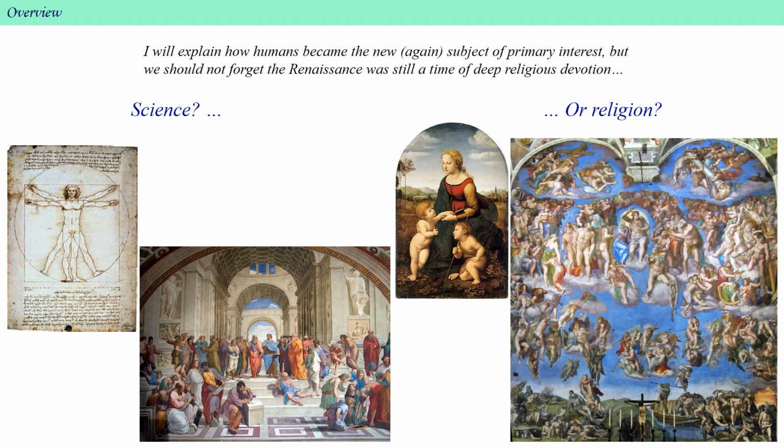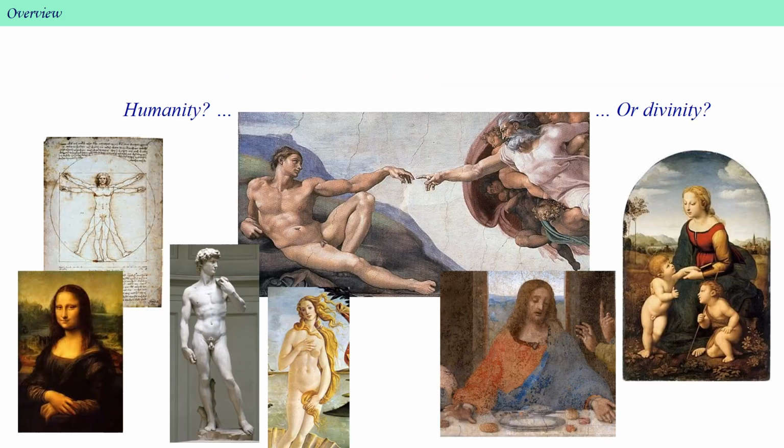As such, we should remember that the Renaissance is not such a neatly categorized time. I will explain how humans once again became the subject of primary interest, just as they were in antiquity, but we should not forget the Renaissance was still a time of deep religious devotion. Science was certainly reinvigorated during the Renaissance period, but it still had a long way to go, and religion was still the central focus of artistic life as well as life in general, especially throughout the early Renaissance. It was a time when humanity and divinity seemed to vie for the upper hand, but the interest and commitment to both, almost equally, was a change from the medieval period.